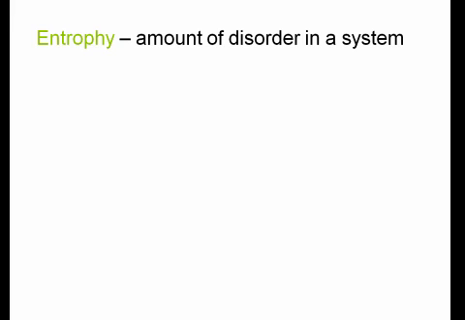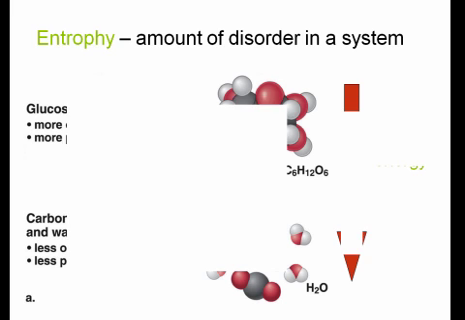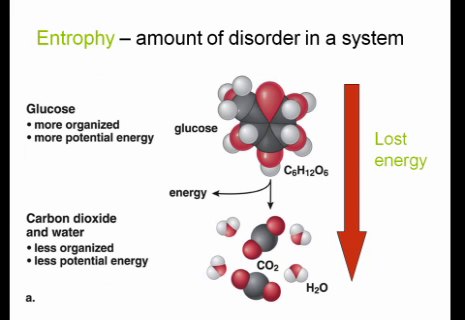Entropy, again, this is a little bit abstract, but entropy is the amount of disorder in a system, and that disorder represents energy that is not useful. So the glucose molecule we mentioned just a moment ago, C6H12O6, that is a very highly organized molecule. It contains a lot of potential energy in those chemical bonds.